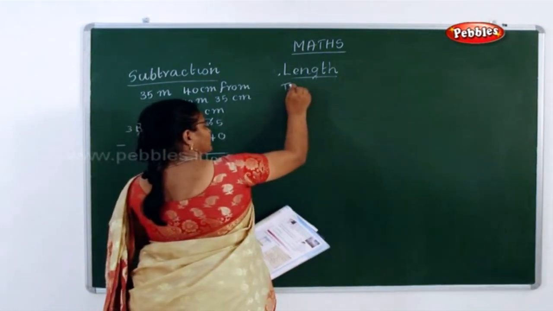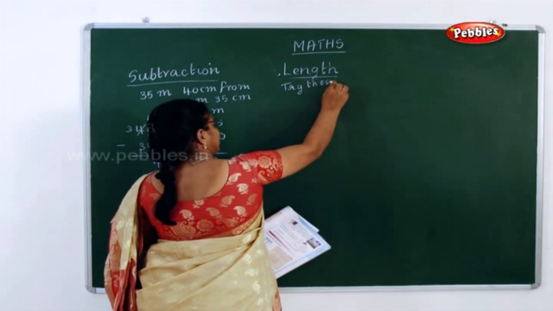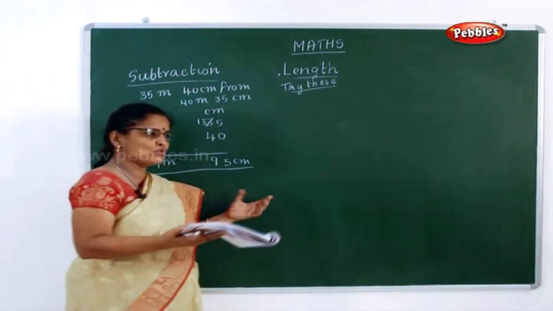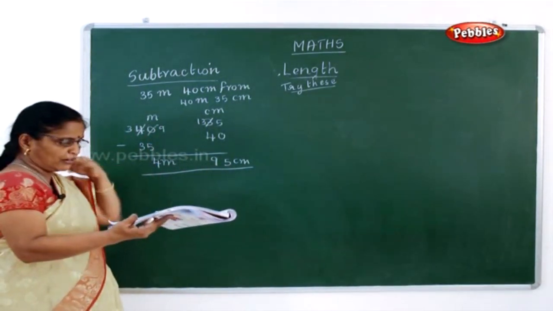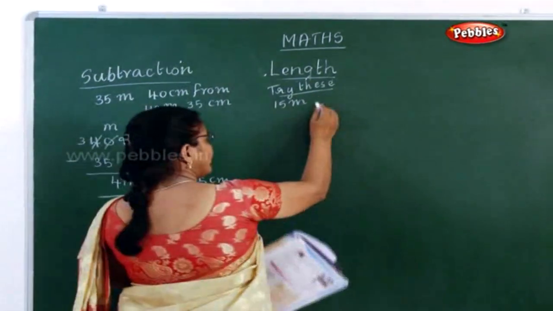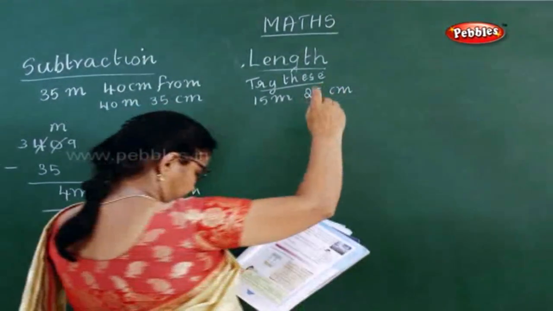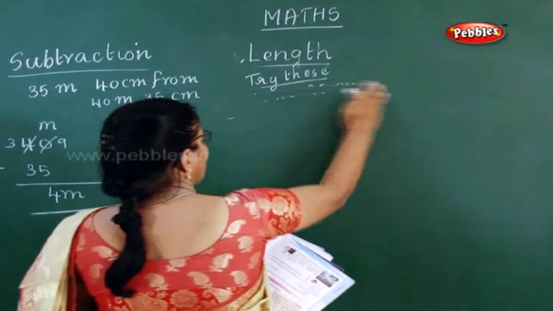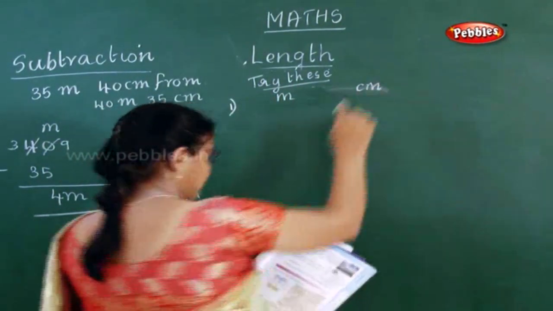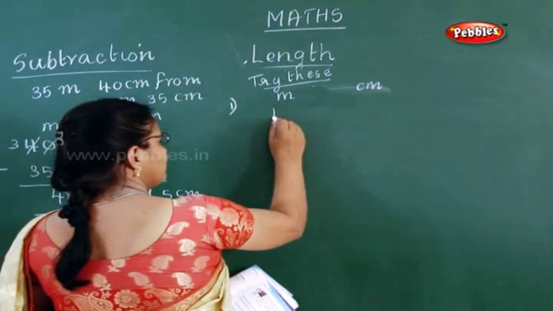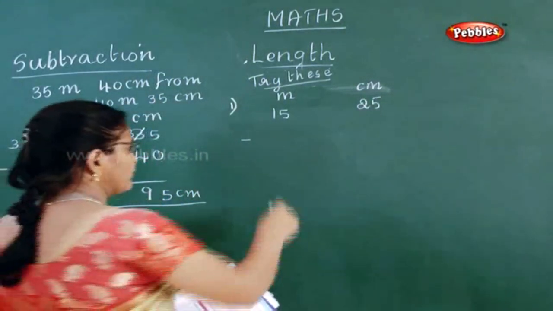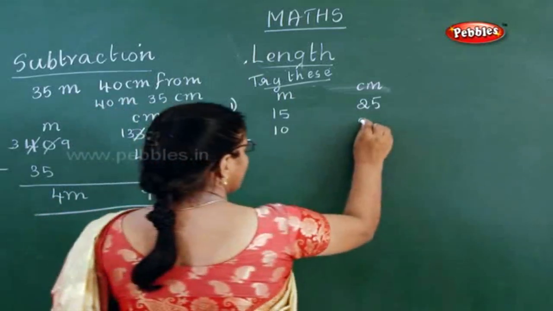So this is how you have to do your subtraction. In your book they have given exercises to try. Actually, the same way I told you in addition, converting centimeter into meter, don't do that because it will be a little confusing. This way you can go ahead. Try this. Subtract the following. First sum is 15 meter 25 centimeter. You have to put meter and centimeter as the heading because the sum is in meter and centimeter. So 15 meter and 25 centimeter, minus 10 meter and 85 centimeter.